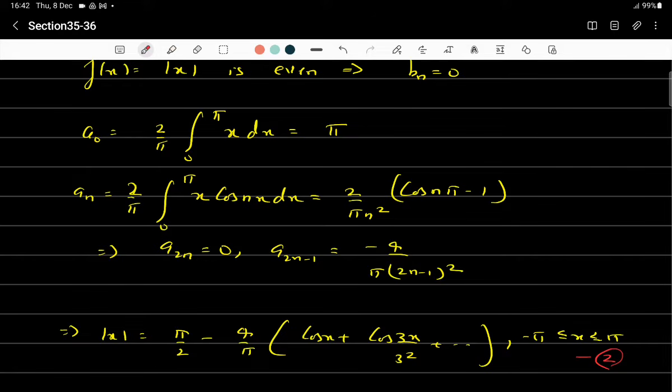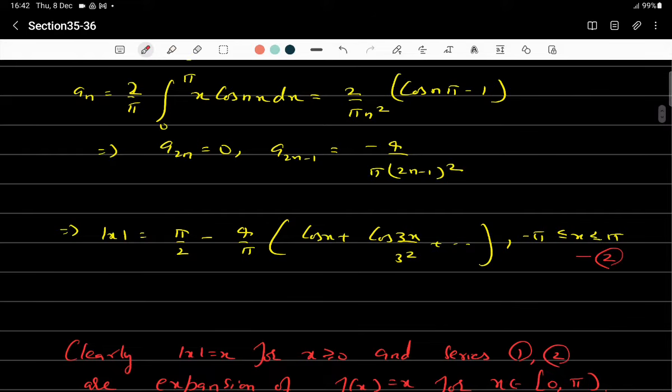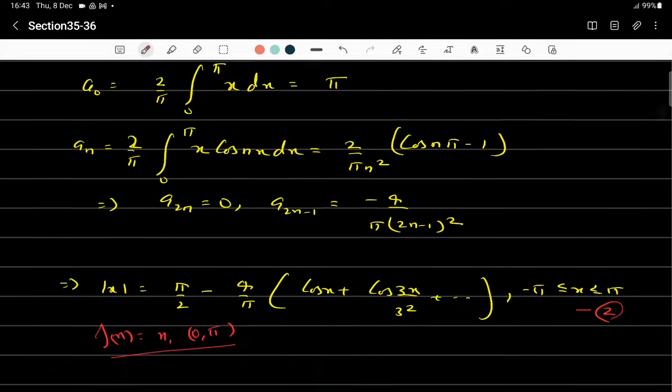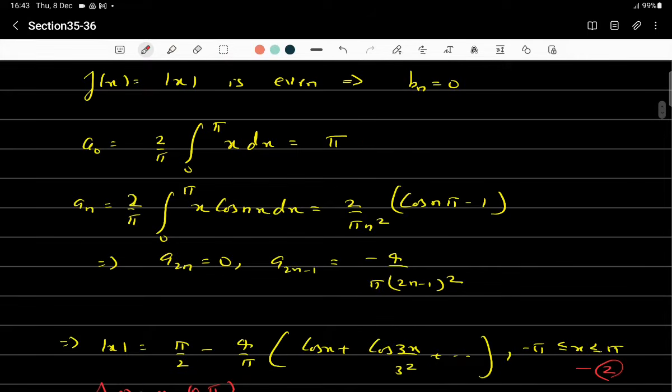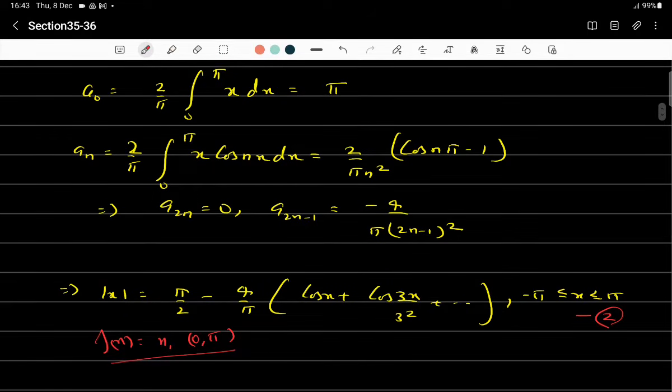Okay, now the quick observation is that if I consider the function f of x to be x over the interval 0 to pi, in this case both the functions are the same, x also and mod x also, both become x. Yes, it means that over this interval 0 to pi, the first series which I got can be called the sine series of x, and the second series I got can be called the cosine series of x.